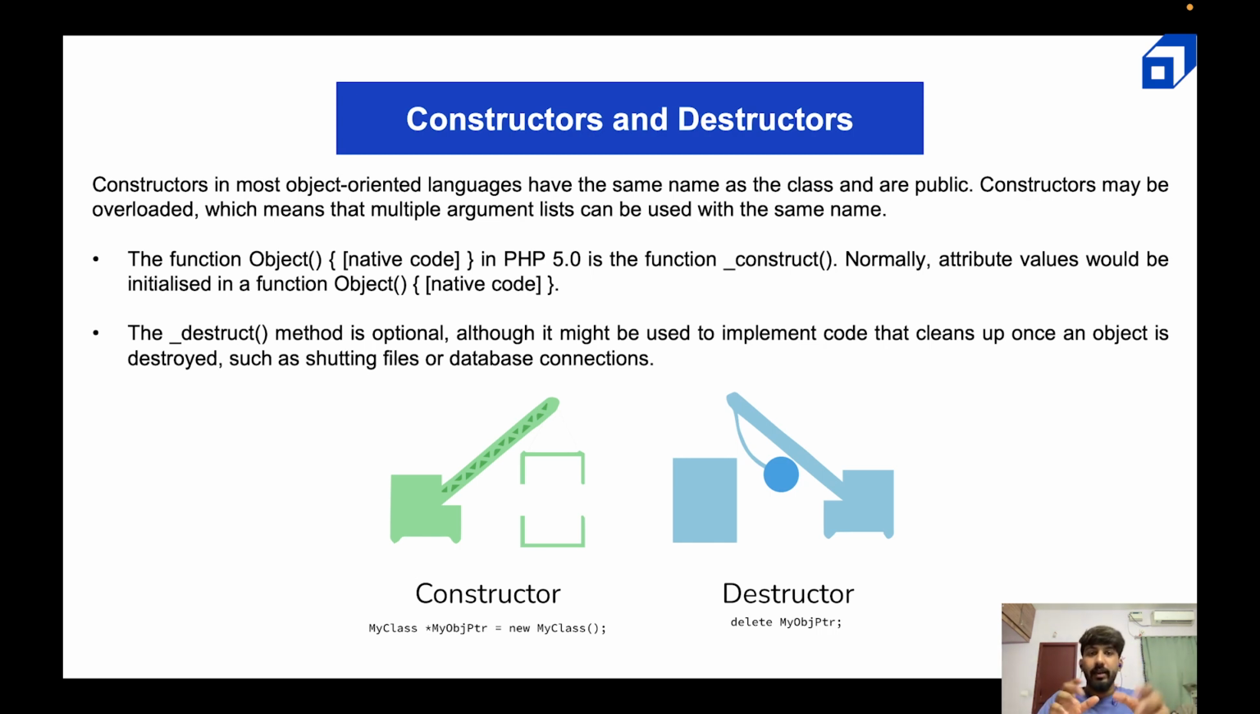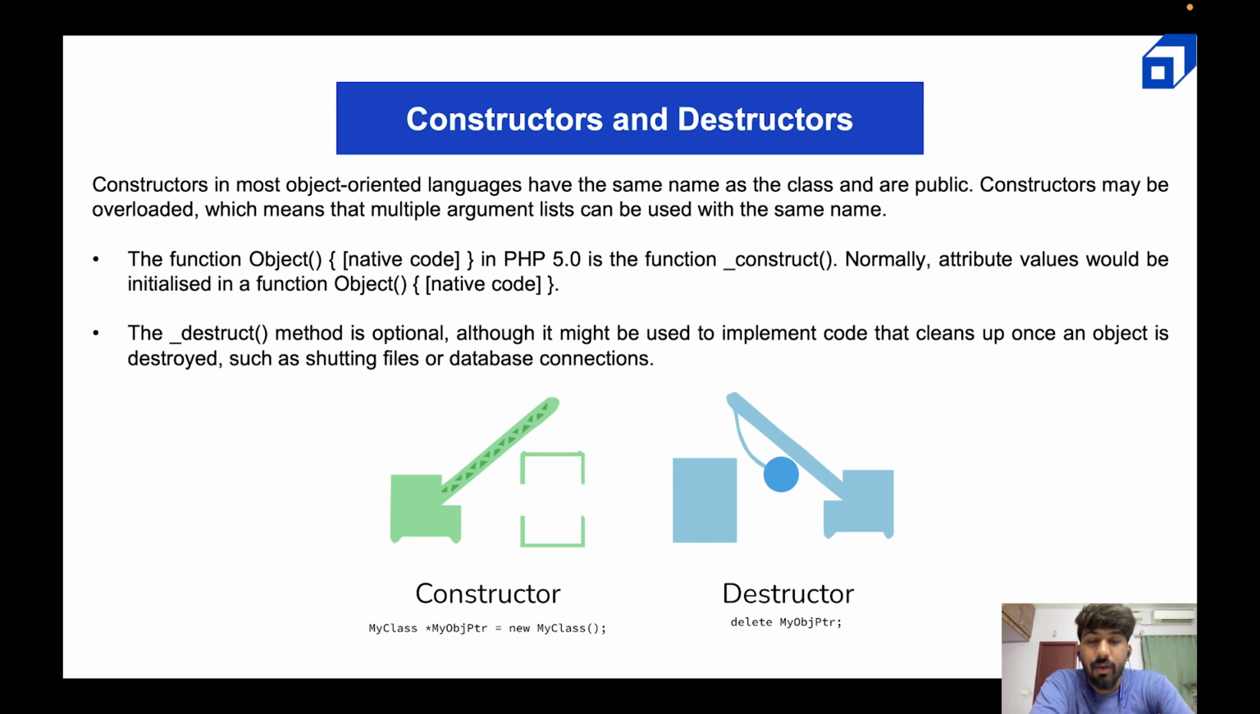Whenever you create an object, it is automatically called. A constructor may be overloaded, which means that multiple argument lists can be used with the same name. The constructor in PHP 5.0 is the function underscore underscore construct. Normally the attribute values would be initialized in a constructor's native code. Okay, so it's basically the same thing. You can use underscore underscore construct in order to define a constructor manually. If you don't define it manually, when you create a class and create an object within the class, it automatically creates a constructor. The destruct method is optional.